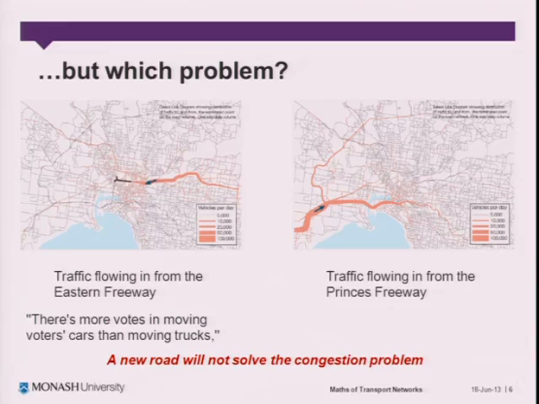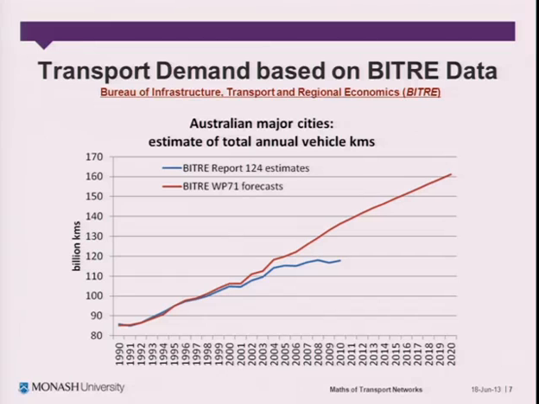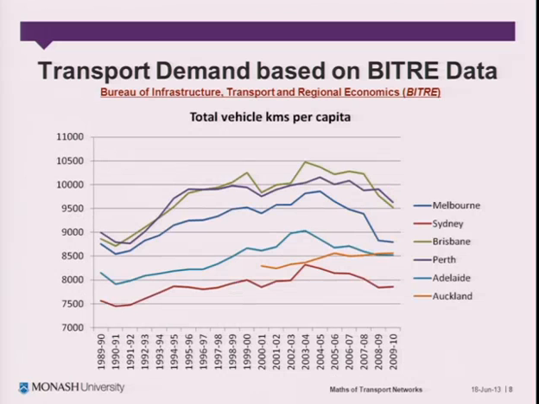And the question is, what is the congestion problem? The predictions made in 2007, based on just expanding population and increasing wealth, are that congestion will just increase. The number of vehicle kilometers is going to keep on increasing up to 2020. But a later study just looking at fuel sales by BITRE, the Bureau of Infrastructure, Transport and Regional Economics, is actually looking at a much slower increase, and not an increase at all in some parts of Australia. So the actual number of vehicle kilometres per capita, if we look at Melbourne, is actually decreasing.